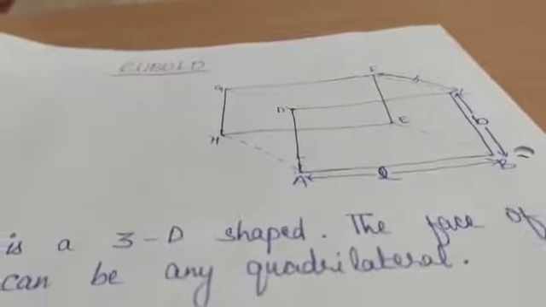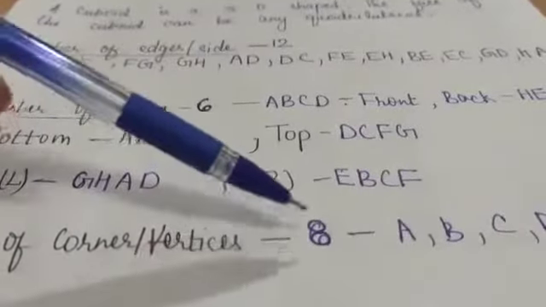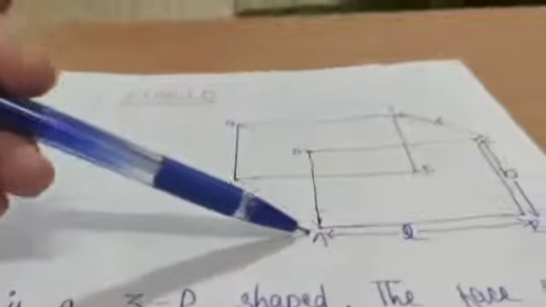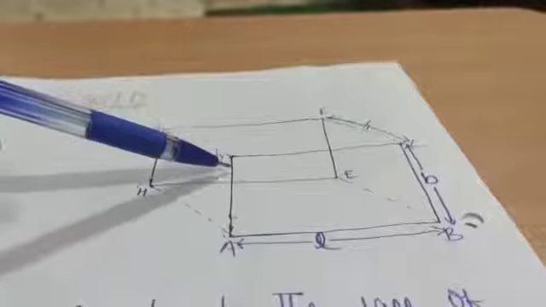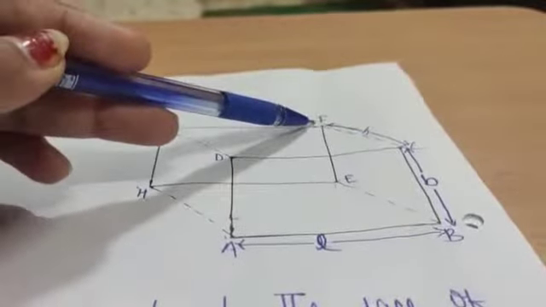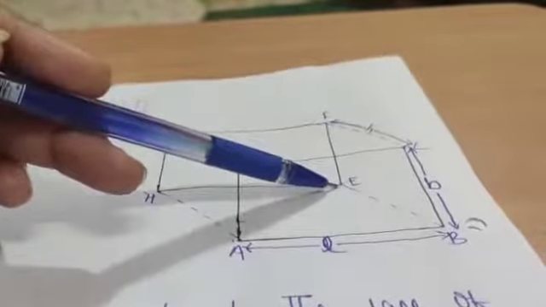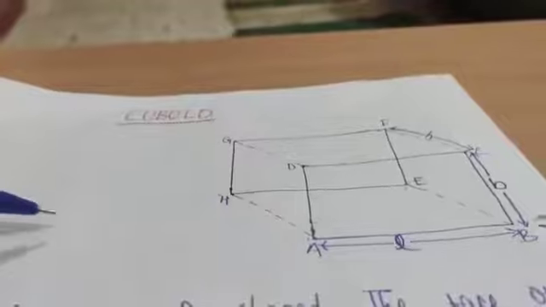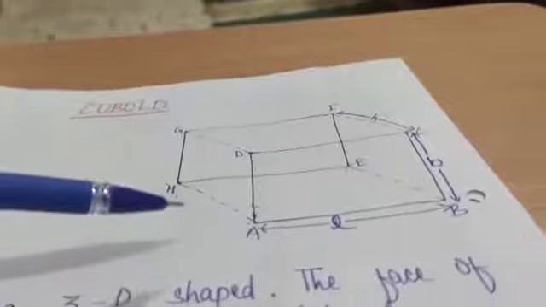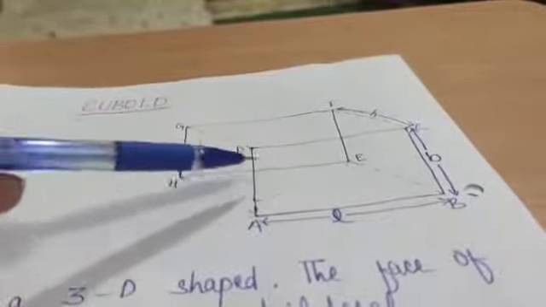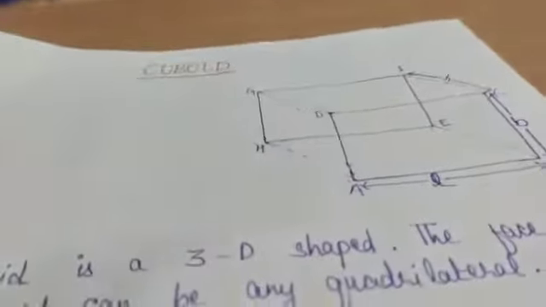And now we will talk about the number of vertices or number of corners, that is 8. So these are A, B, C, D, F, G, H, and E. So we can conclude that a cuboid has 12 edges, 6 faces, and 8 corners or vertices.